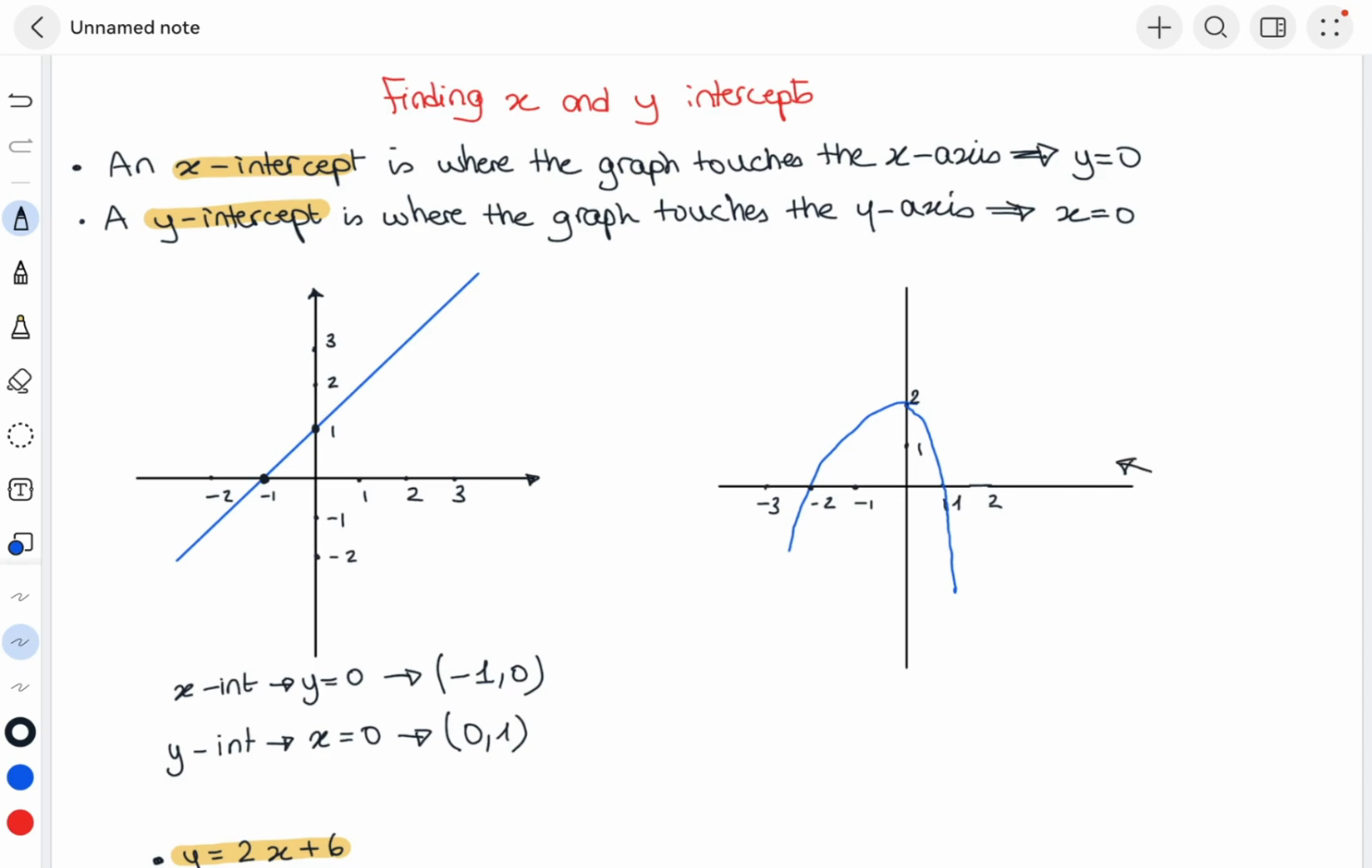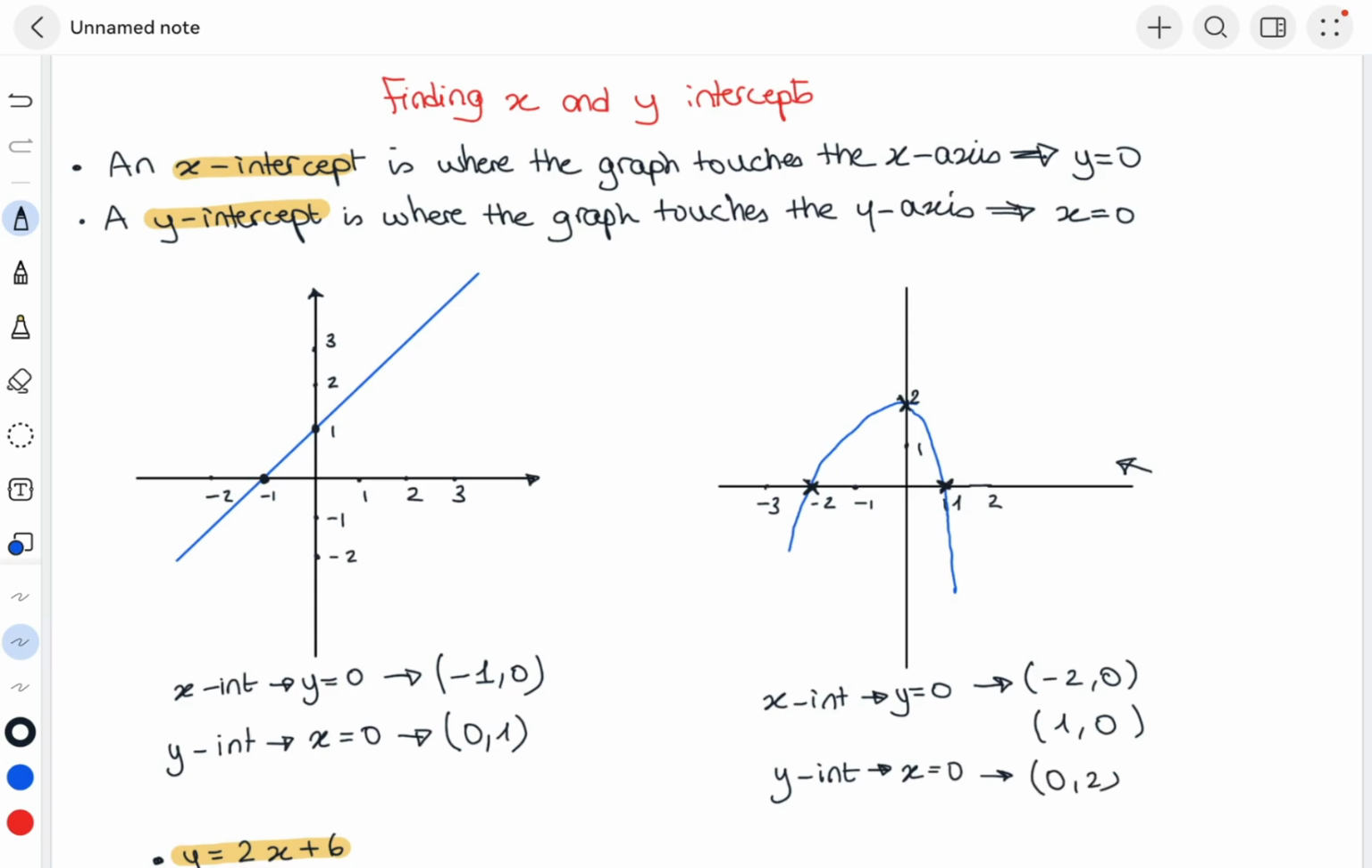Now here we have two x-intercepts, one that is here and one that is here. So we write x-intercept means y is 0, and we have it here in two cases. One when x is -2, and one when x is 1. And of course the y value for it will be 0. For the y-intercept, we have one point, which is at 2. So our y-intercept will be (0, 2).